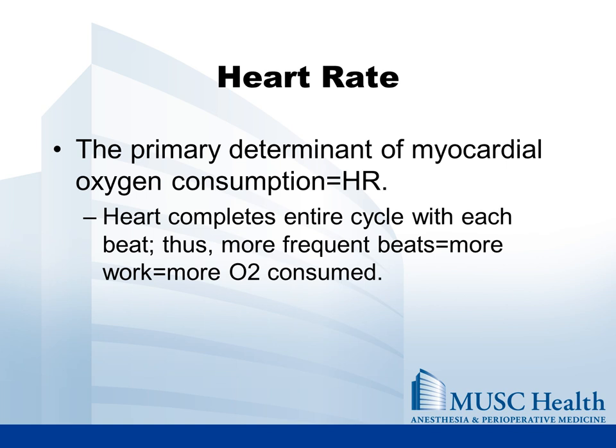Heart rate is the primary determinant of myocardial oxygen consumption. When we talked about the 6 parts of the cardiac cycle, every beat of your heart goes through all 6 parts of that cardiac cycle, right? And that all takes oxygen and ATP molecules and, I don't know, maybe photosynthesis or something like that. So the more frequent the beats of your heart, the more oxygen that's consumed. So makes sense, right?